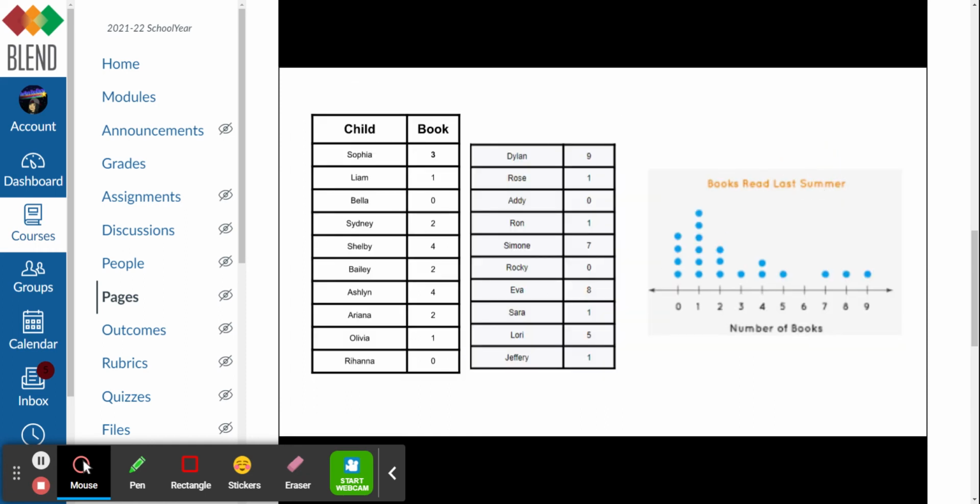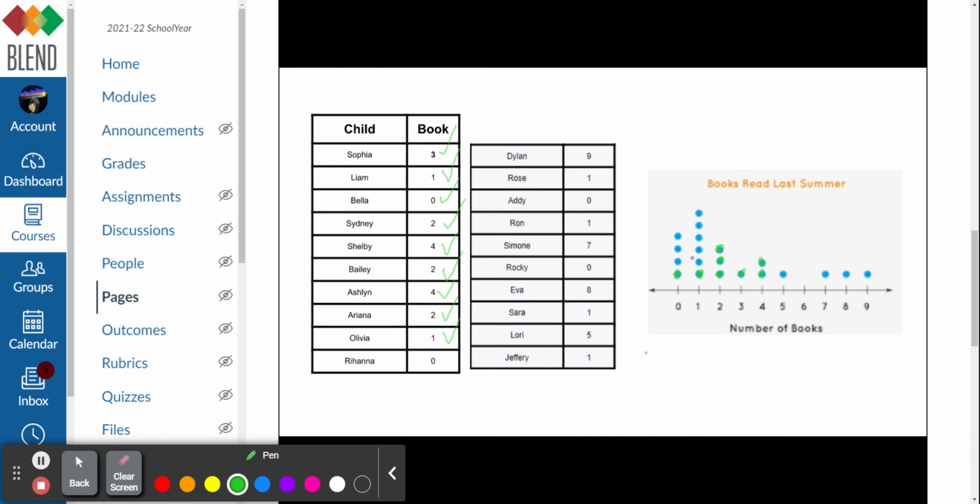Finally, we can see kind of like what might have made this dot plot. Here's a frequency table, and we would just put all of this information onto the dot plot. So, for instance, Sophia read 3 books, so we put a check right there, and that's why this dot is right there over 3. Liam read 1 book, so we'll put a check right there and put 1 dot over 1. Bella read 0, so put a dot over 0. Sydney read 2, so put a dot over 2. Shelby read 4, so there we go. And then Bailey read 2, so we're going to put a dot over 2. Ashlyn read 4, we'll put a dot over 4. Ariana read 2, put a dot over 2.